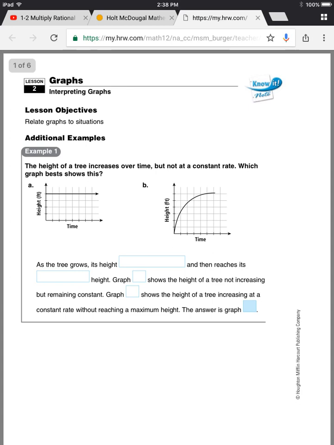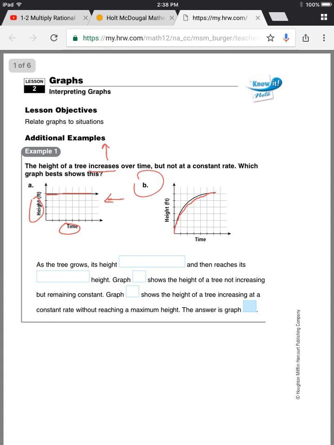Which graph best shows this? Now, this one here, this is the height, and this is the time. This is saying over an amount of time, that height never changes. But in our story problem, it said it increases. To increase means to grow or rise, and in this one, as time goes on, our height gets higher and higher and higher. So B has to be the correct answer.